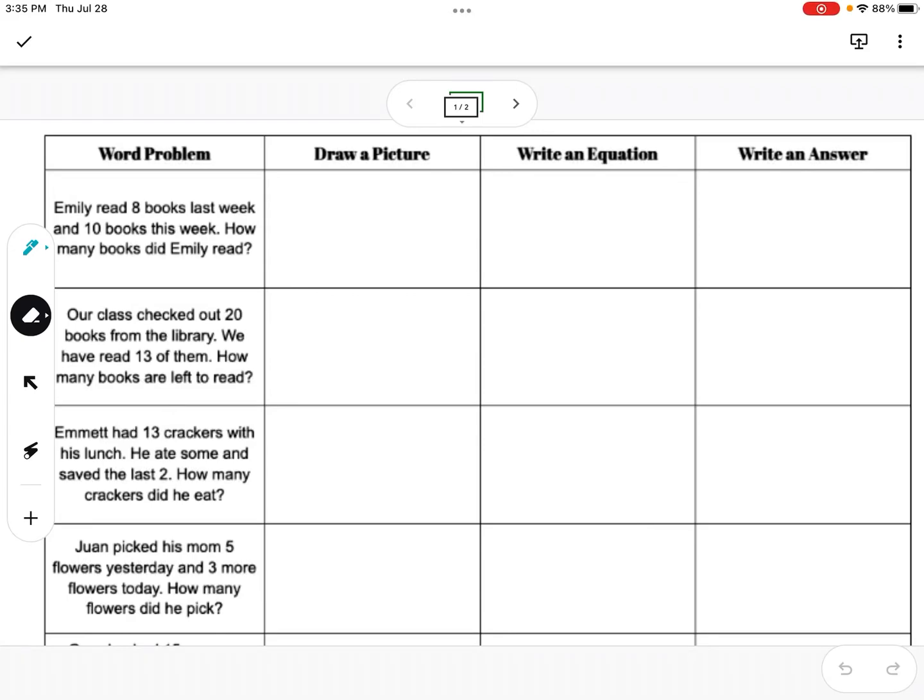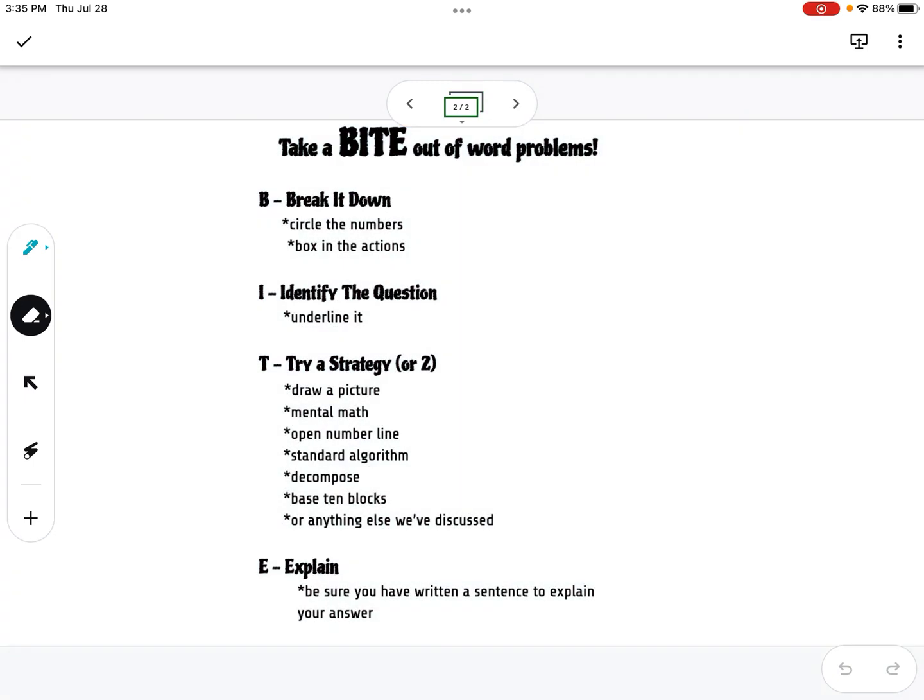All right, so I wanted to explain the strategy and process we have taught our second graders to use when attacking word problems, and give a couple of examples. So here we have taught them to take a bite out of word problems. Each letter is an acronym, so each letter stands for an action.